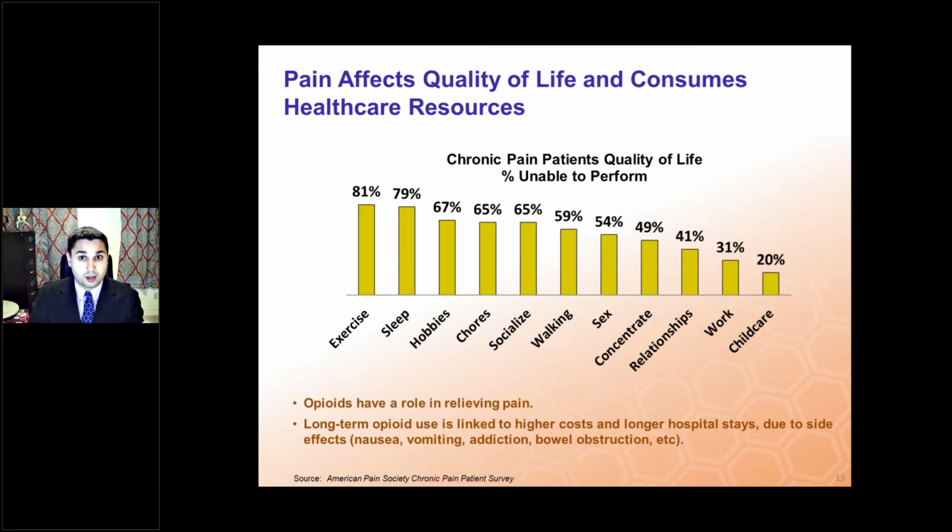Pain affects quality of life and consumes healthcare resources. This is a study where you're taking chronic pain patients and measuring their quality of life and how many of them think they're unable to perform it to the same degree that they used to. It affects exercise, sleep, hobbies, chores, socializing, walking, sex, concentration, relationships, work, and childcare. So a lot of people feel with chronic pain that these activities are drastically inhibited, which is what this slide's trying to reflect.